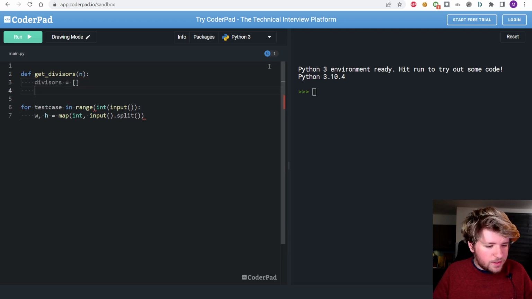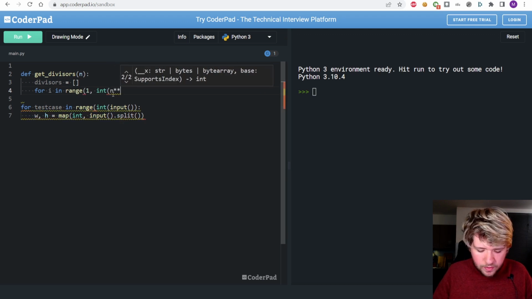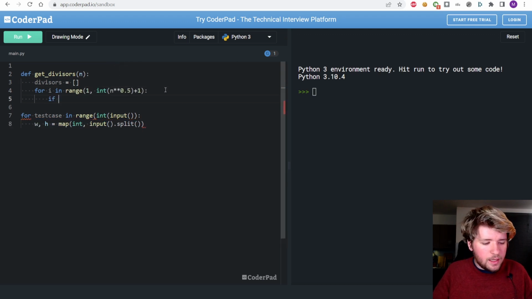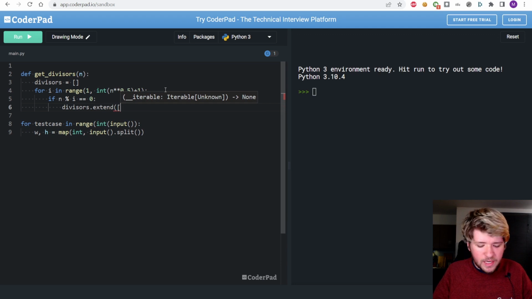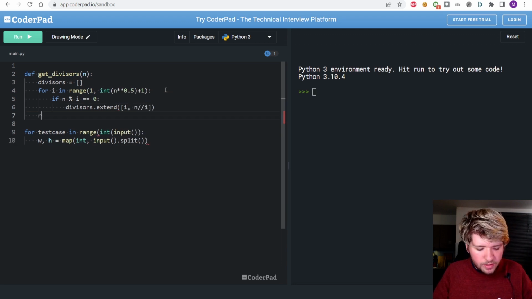The list of divisors is empty at first, and then I range from 0 to the square root of n plus 1. And if n modulo i is actually 0, we'll add to the list of divisors i and n divided by i, and we can simply return the divisors here.